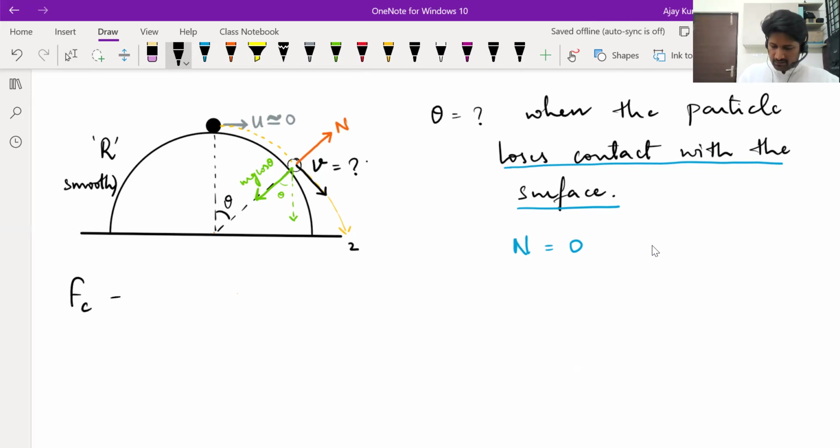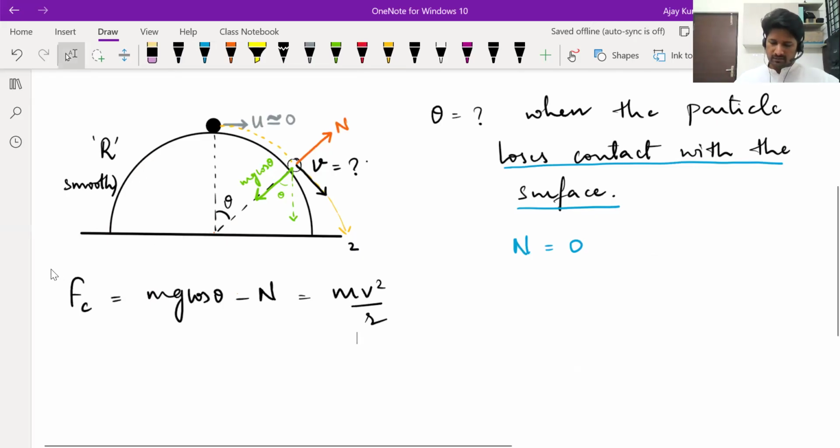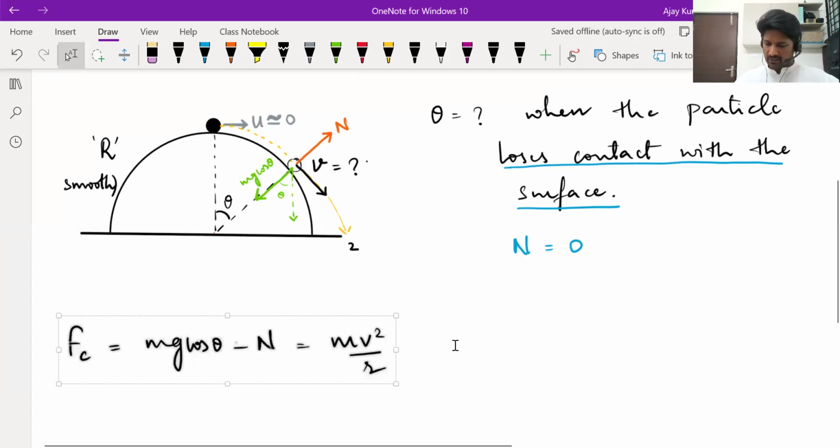In this case, the centripetal force becomes net force towards the center, which means force acting towards the center minus the force acting away from the center. And you will equate that to mv square by r. So this is how you relate normal force to the angle theta. But if you want to write normal force exclusively in terms of theta, you have to eliminate this other variable v. And for that, we use energy conservation.